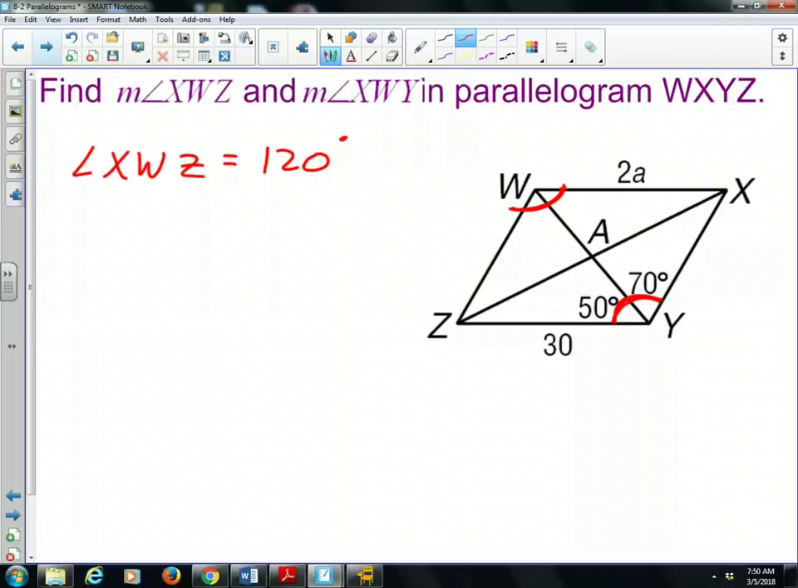It also says find the measure of XWY. So angle XWY equals, let's see where XWY is.